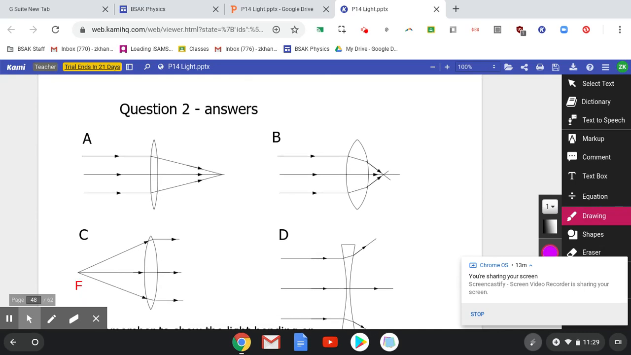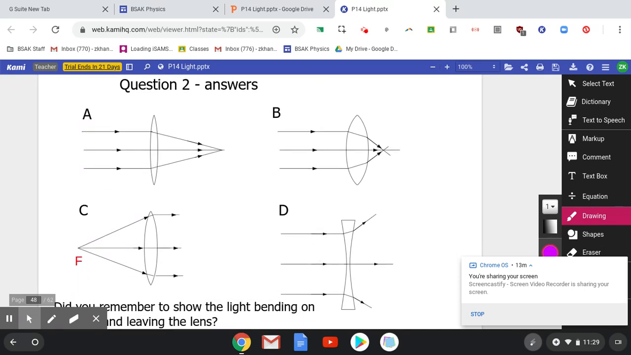The answer to the question is shown here, where you've got the first ray coming in parallel, second ray coming in parallel, third ray coming in parallel. And we know when that happens, the light rays converge at some focal point. Now, I did not give you what the focal point was, so you just needed to converge at a particular point.